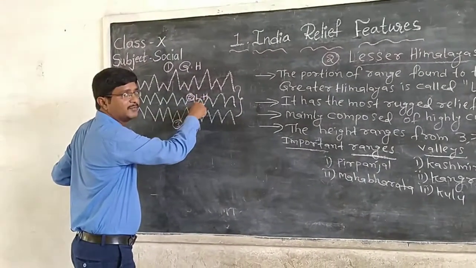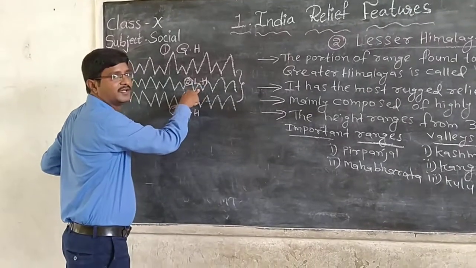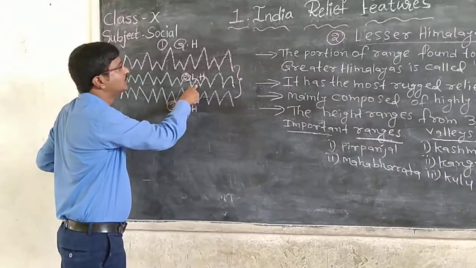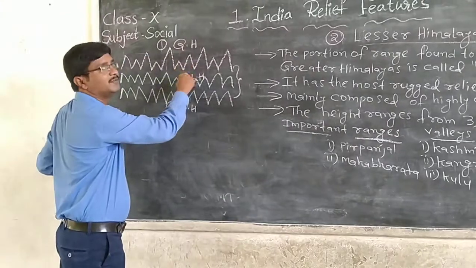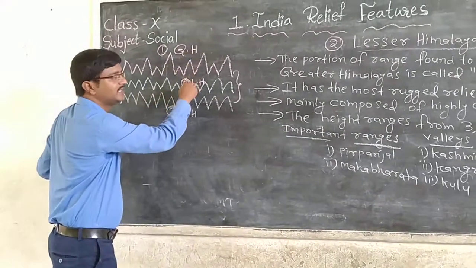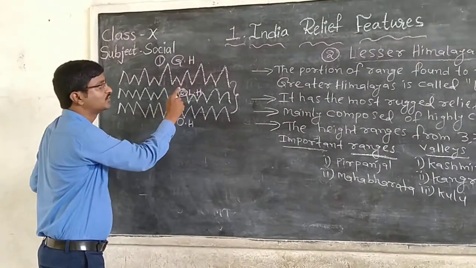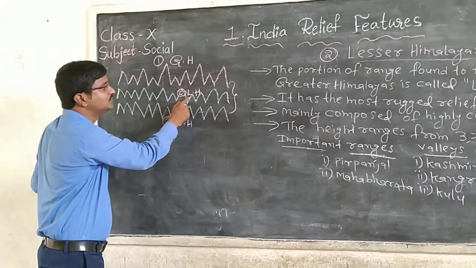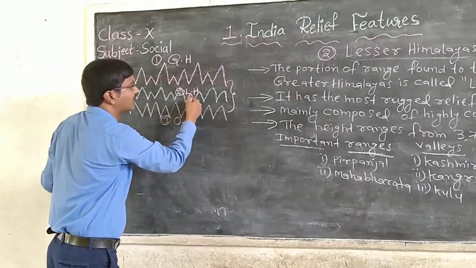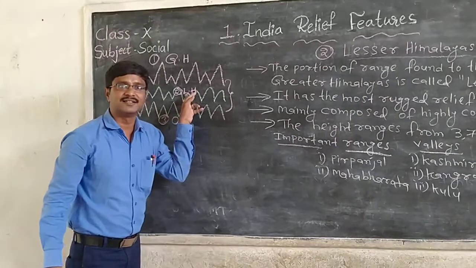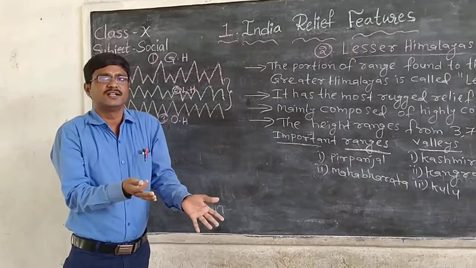Where are these Lesser Himalayas? These Lesser Himalayas are located to the south side of the Greater Himalayas. The portion of range found to the south side of the Greater Himalayas is known as Lesser Himalayas. This is the textbook definition.